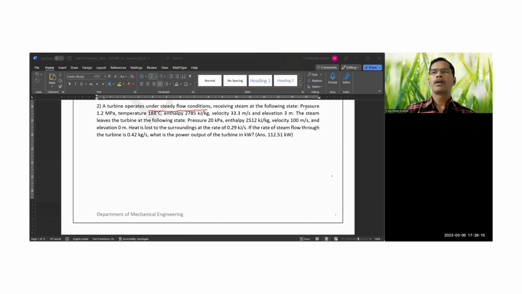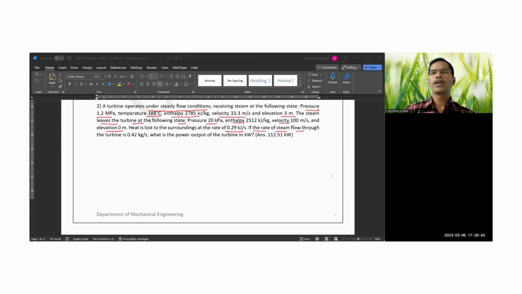The pressure is 1.2 megapascal. Temperature is 188 degrees centigrade. Enthalpy H1 is given. Velocity is given. Elevation is also given. The steam leaves the turbine at the following states. Pressure is given, enthalpy is given, velocity is given, elevation is 0. Heat is lost to the surroundings at the rate of 0.29 kilojoule per second.